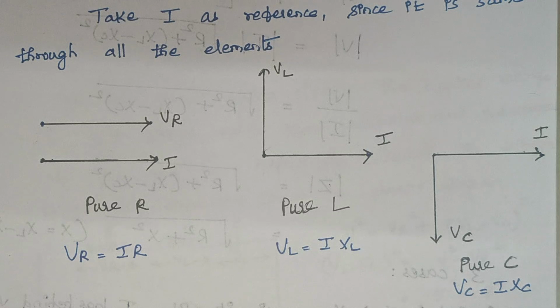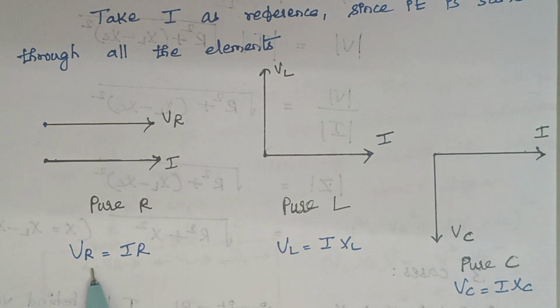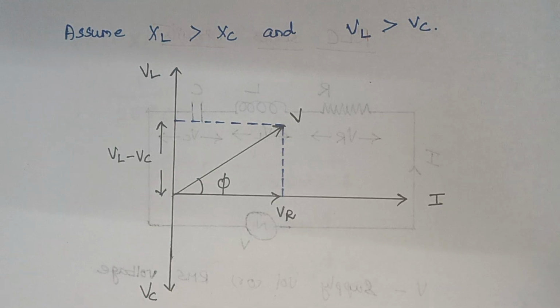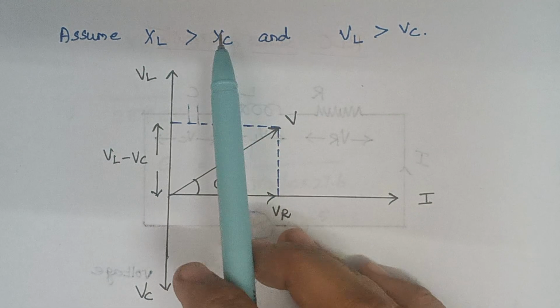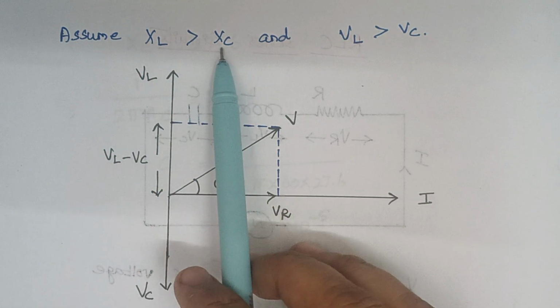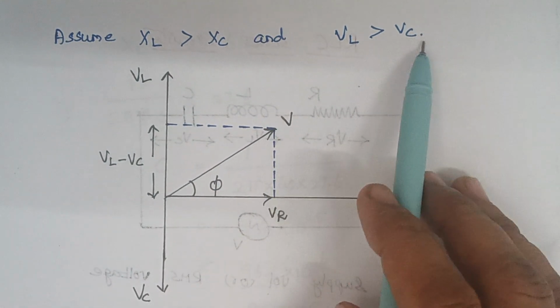Right. And as we all know, voltage across the resistor is given by the formula I into R. And here voltage across the inductor is given by I into XL and voltage across the capacitor is given by I into XC. Right. Here as we have all the three elements, we are going to make an assumption to draw the phasor diagram. Right. So here we are assuming XL is greater than XC and VL is greater than VC.